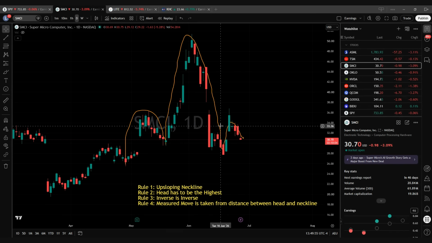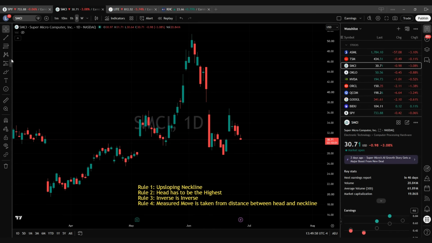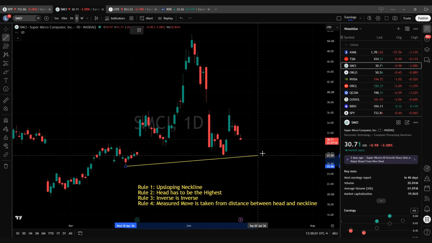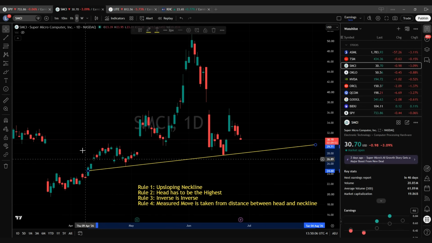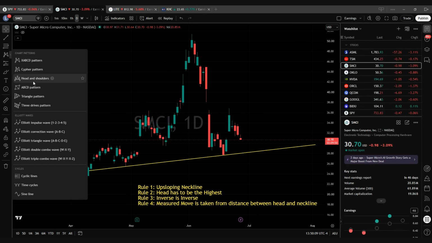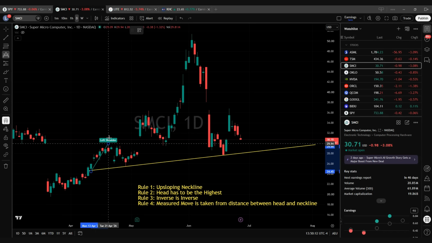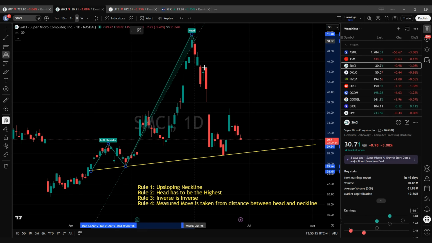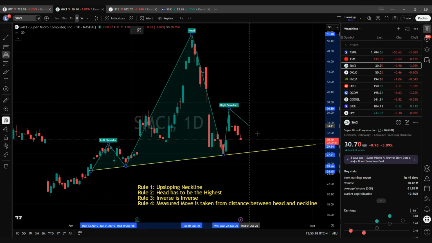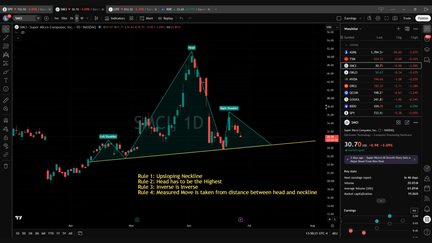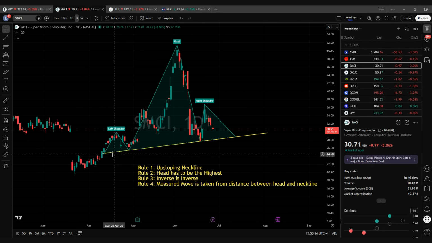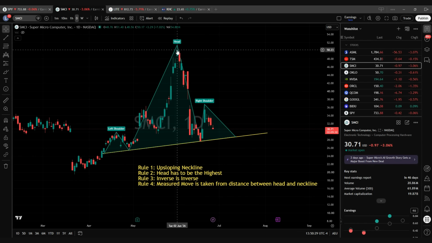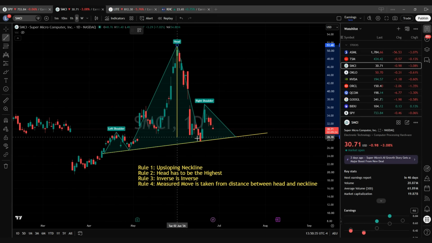So then you might be wondering, well, where's the head and shoulders pattern, Lawton? How can I get into this trade? Well, that's a good question, because I'm not drawing the neckline from there. I'm drawing the neckline from here. And if you draw the neckline from here, you have a beautiful head and shoulders pattern. Let me go ahead and draw this for you guys. Let's see if I can do this. Look at that beautiful head and shoulders pattern on SMCI, and look how big it is. So let's follow the rules. Upsloping neckline, yep. Head is the highest, yep. And measured move, let's find that measured move from the head all the way down to that neckline.